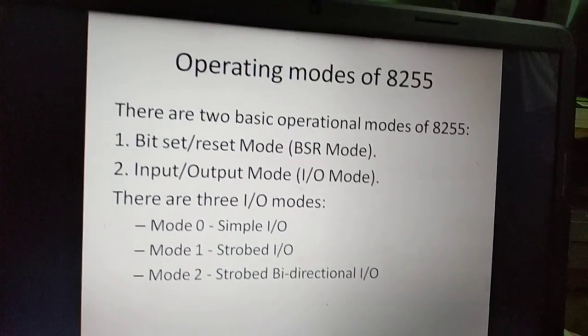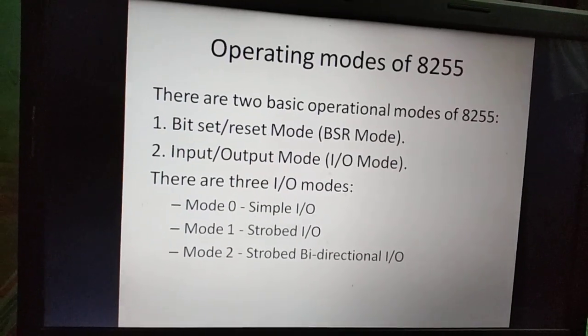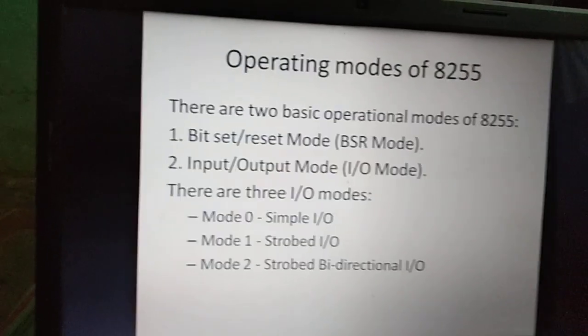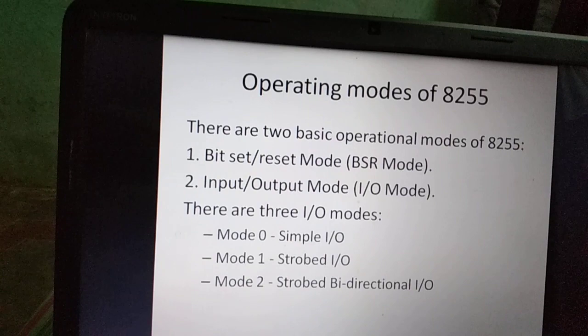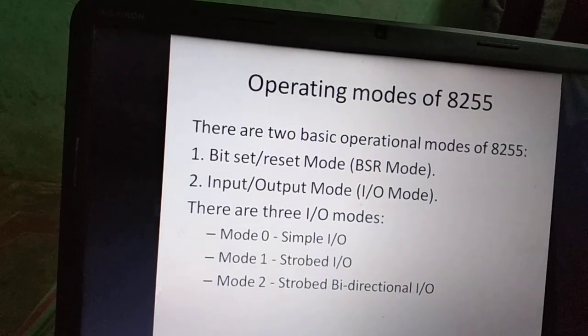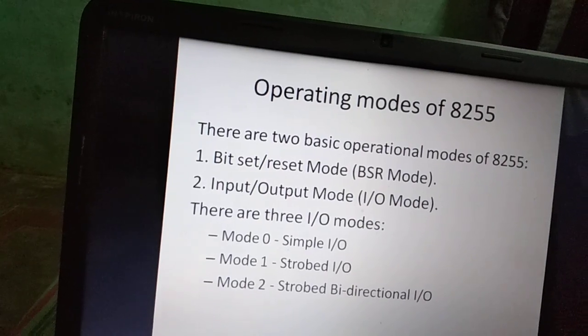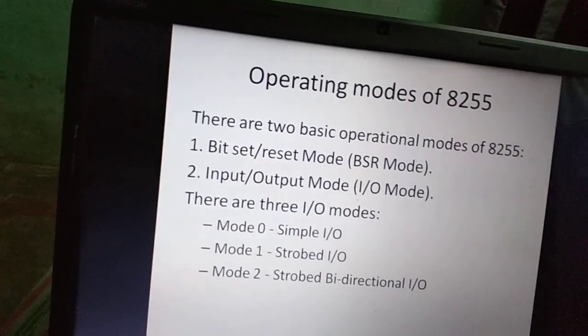In the previous class, we have seen the 8255 PPI, and you can recollect the ports of the 8255 PPI. There are three 8-bit ports: port A, B, and C. These ports can be programmed for two modes of operation. One is bit set or reset mode, and the other one is input and output mode. In IO mode, again there are three modes: mode 0 simple IO, mode 1 strobed IO, and mode 2, called strobed bidirectional IO.